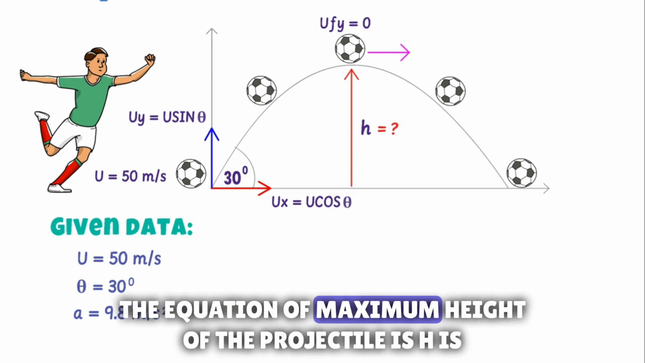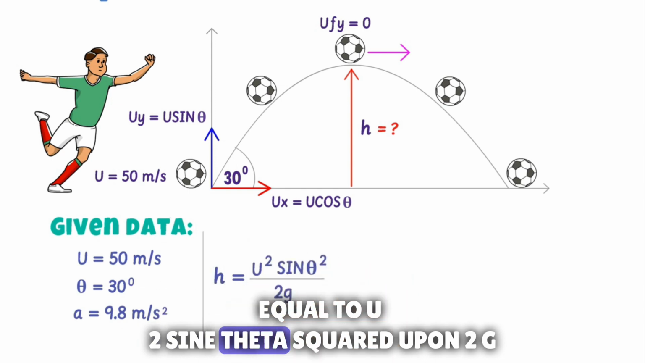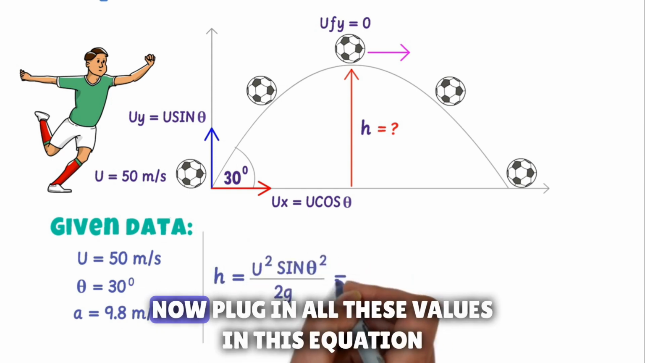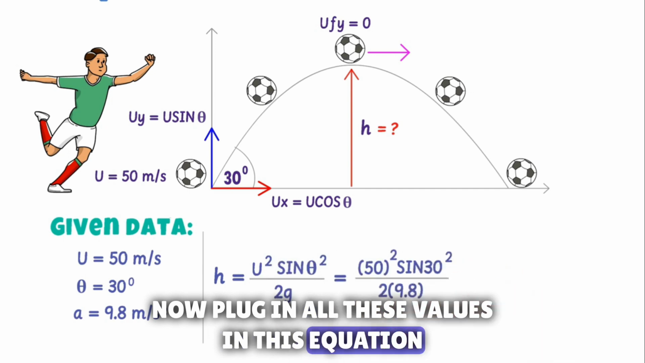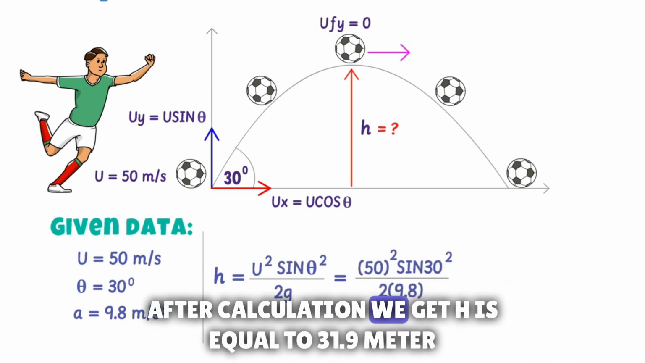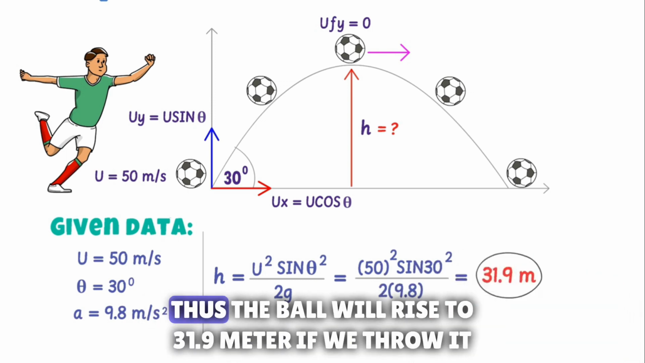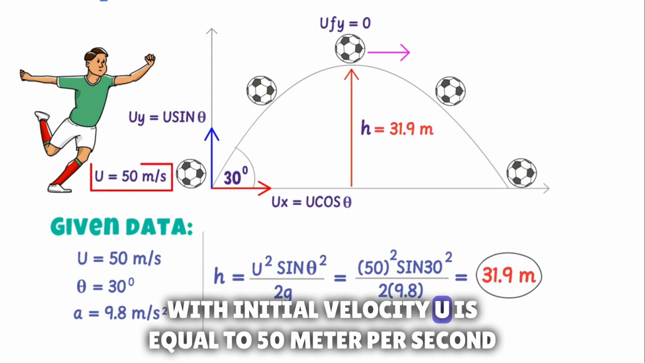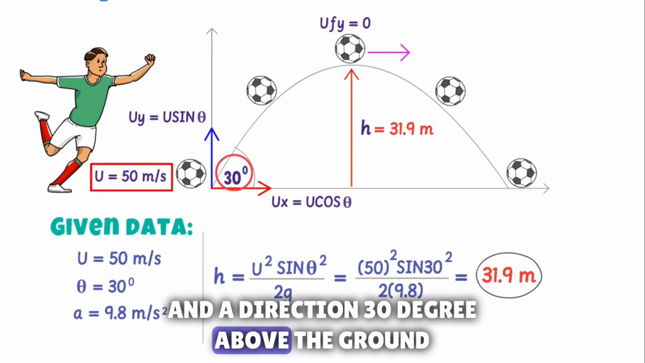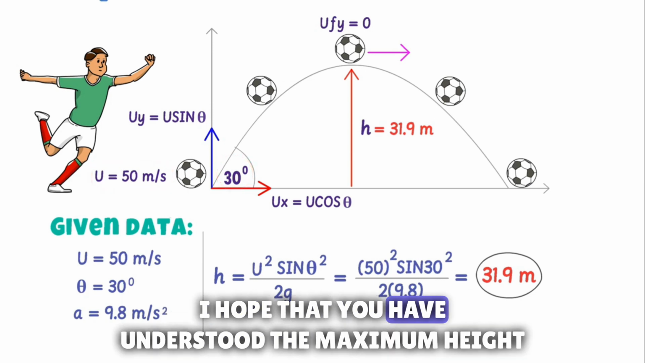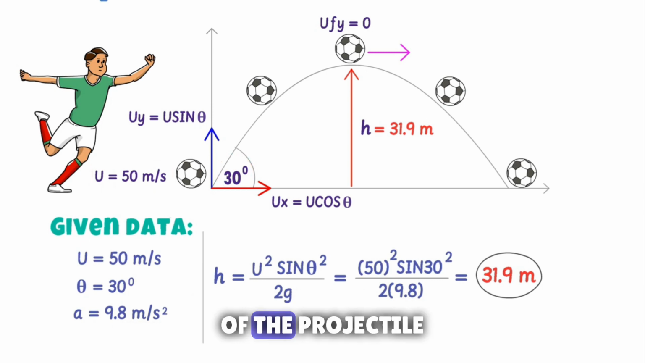The equation of maximum height of the projectile is h is equal to u squared sin squared theta upon 2g. Now plug in all these values in this equation. After calculation, we get h is equal to 31.9 meters. Thus, the ball will rise to 31.9 meters if we throw it with initial velocity u is equal to 50 meters per second at a direction 30 degrees above the ground. I hope that you have understood the maximum height of the projectile.